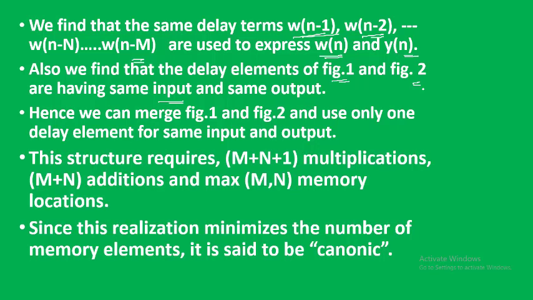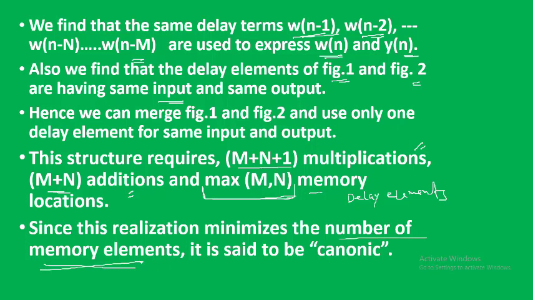So in this structure we need m plus n plus 1 multiplications and m plus n additions. That means here we need to use multipliers, here we need to use adders, and the memory locations, that is, delay elements. How many do we need? We need the maximum of m and n. Whichever is higher, that many delay elements we require. Since this realization minimizes the number of memory elements, which is very critical especially in digital devices, it is said to be the canonic form.